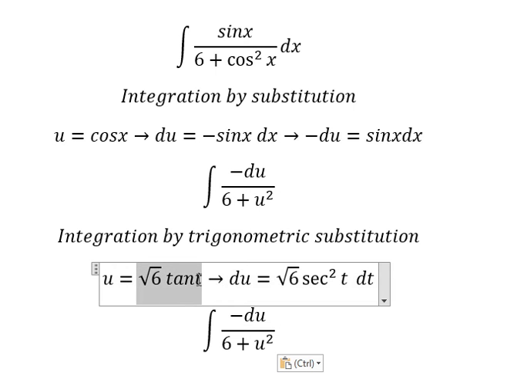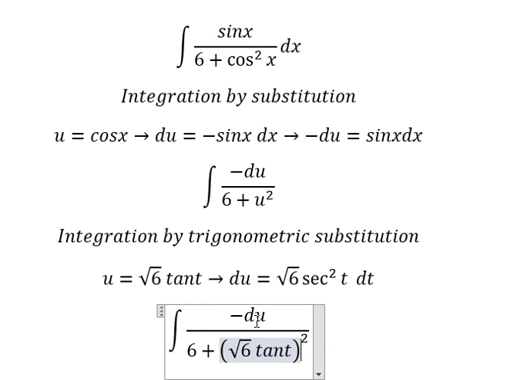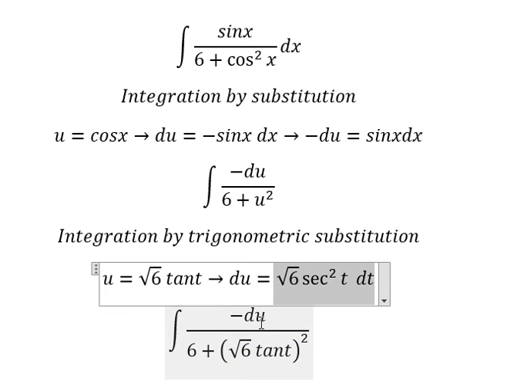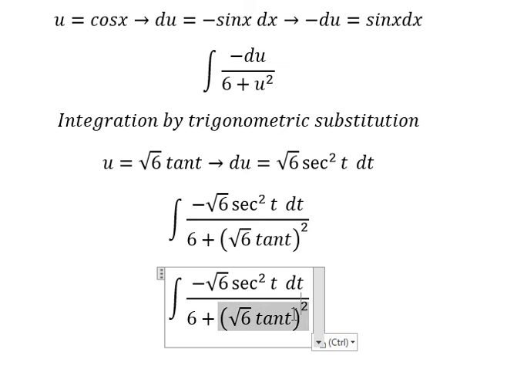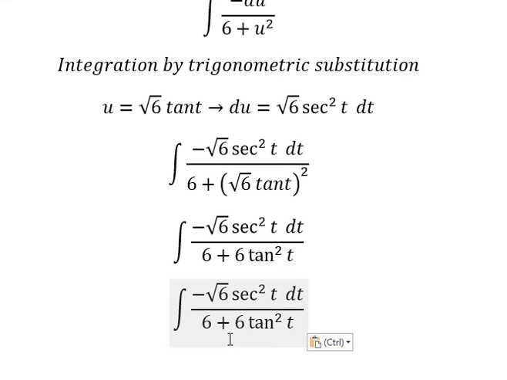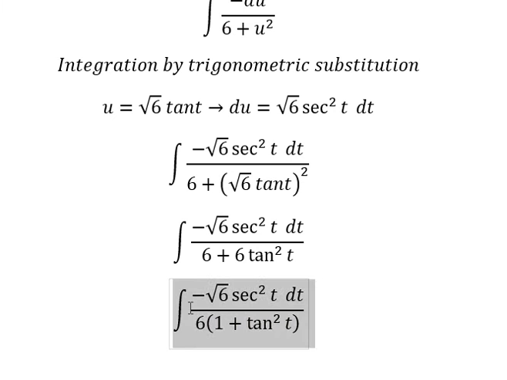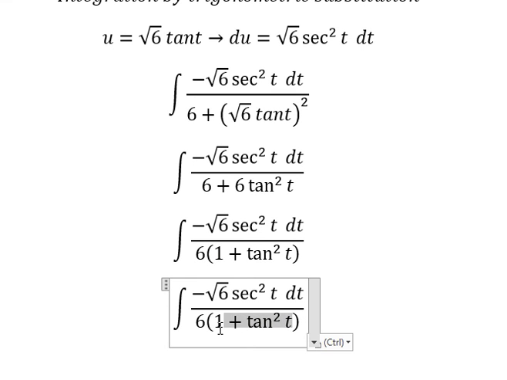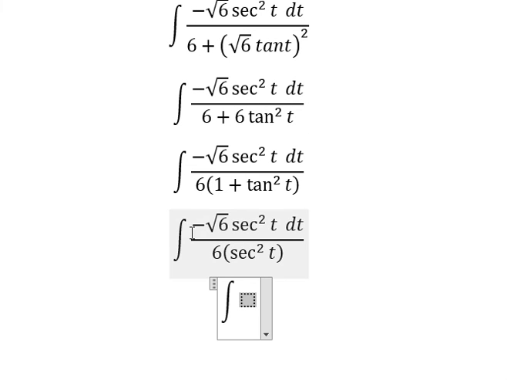So I will put this one here. Du is this one. This one we have 6 tan t squared. The 6 and the 6 we can factor. So this one we change to secant of t squared. And now we need to simplify, and we have it like this.